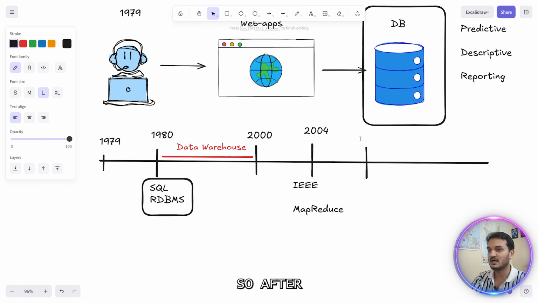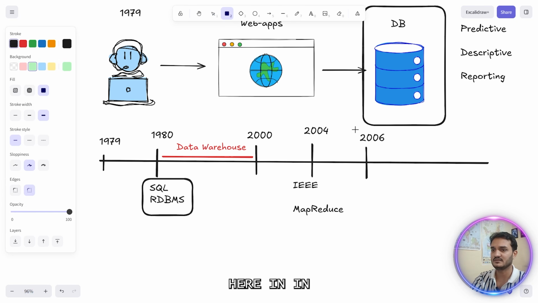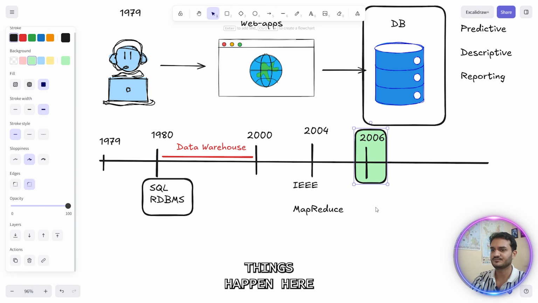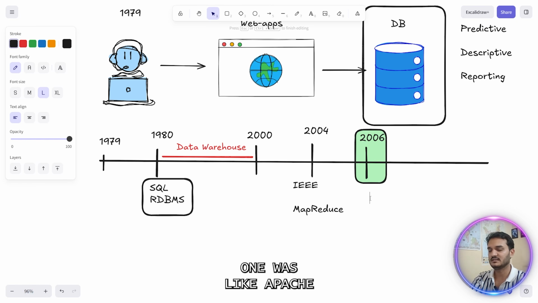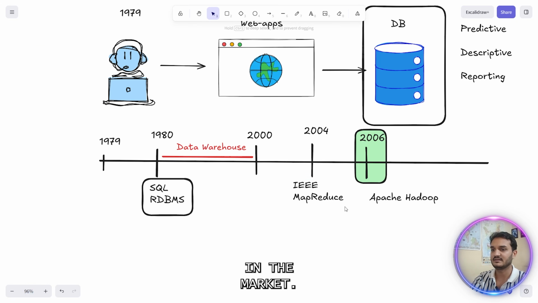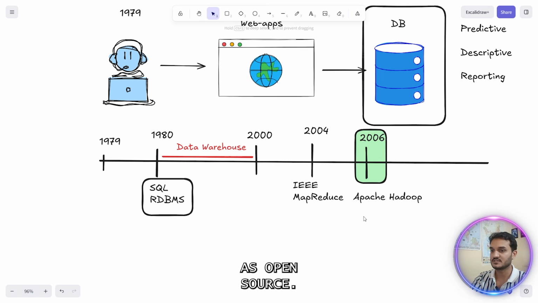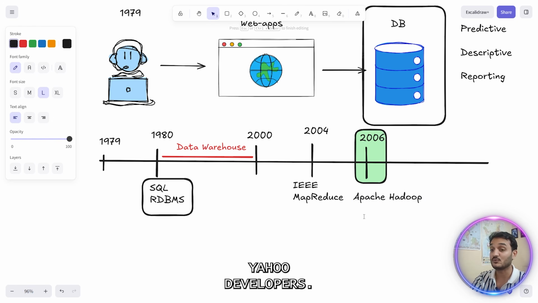Around 2006, I will mark this as another important year in history. Why? Because two things happened here. One, Apache Hadoop was created from this IEEE paper. Hadoop came into the market as Apache Hadoop, and it was kept open source. It was created by Yahoo developers.